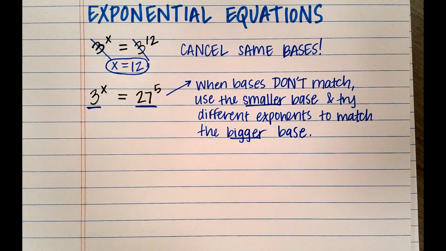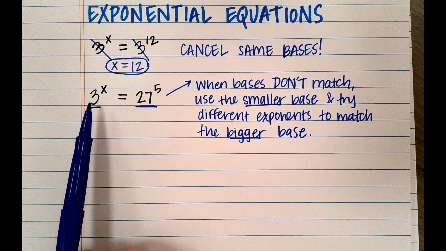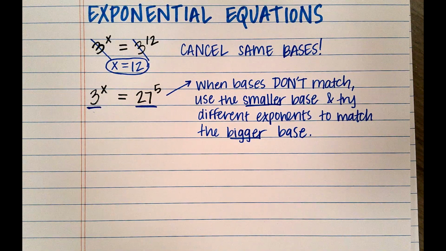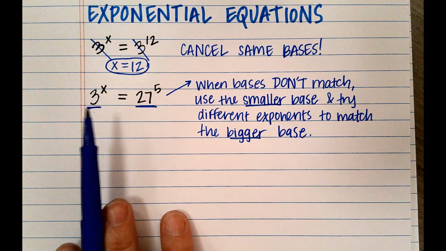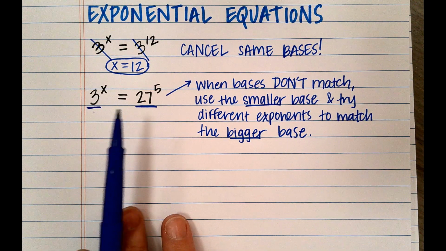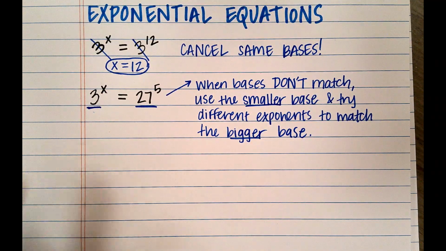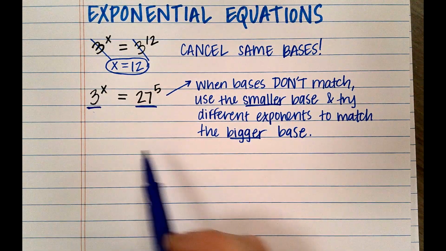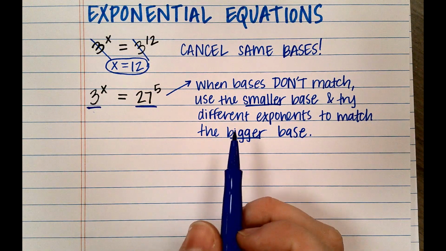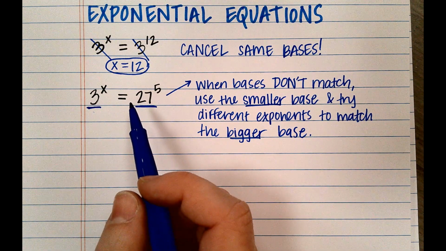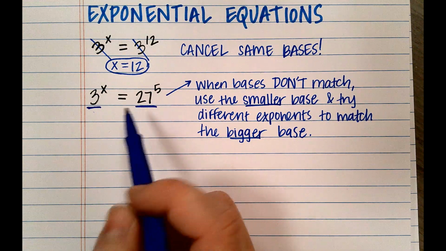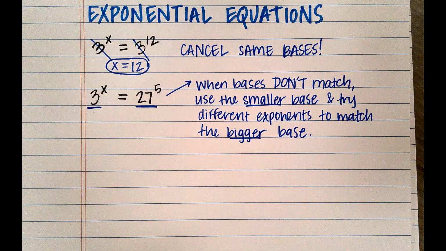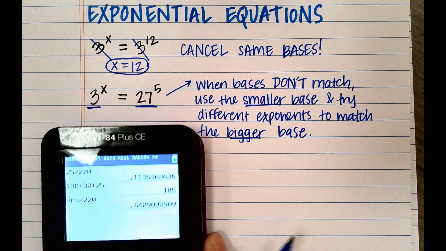So my bases don't match. I want to make both of my bases the smaller number. So we're going to use that smaller number 3, and let's try some exponents. So what are some ideas? We'll try 3 to the second power, which is 3 times 3.